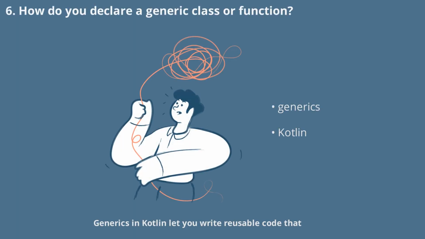Generics in Kotlin let you write reusable code that works with different data types while preserving type safety. You define generics using angle brackets, like T, where T is a placeholder for any type. This makes your code flexible and robust, reducing duplication and errors.